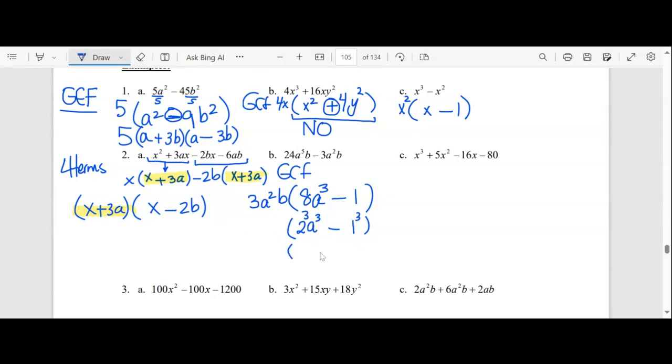Do you have a formula for this? Yes. Do you remember the formula? So you have 2a minus 1. What about here? It's going to be the square of 2a. So you get 4a squared, correct? And we take the opposite sign. What is the opposite sign? Plus. Okay? Here we take the same, right? Here we take the opposite.